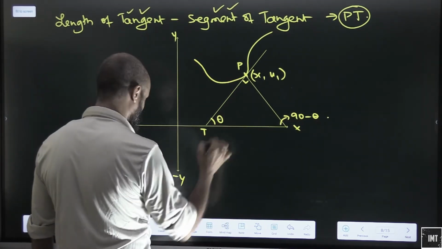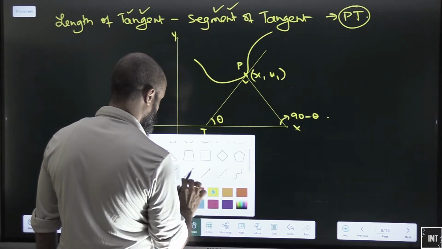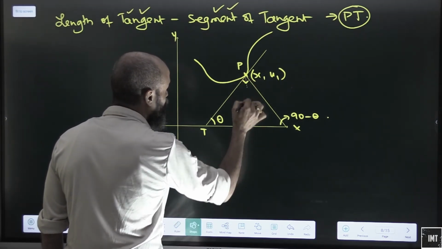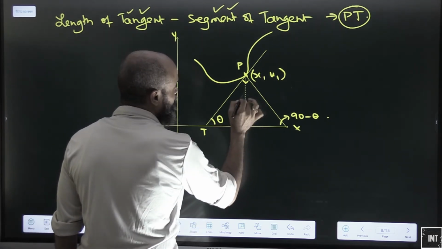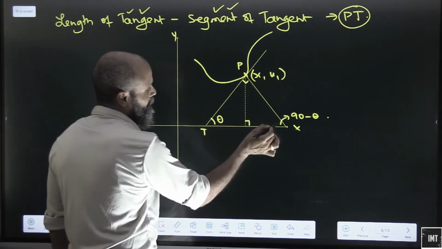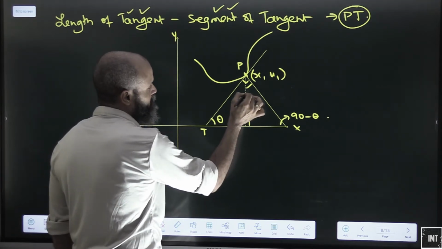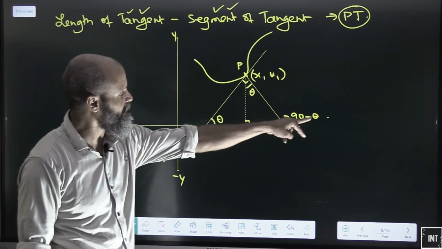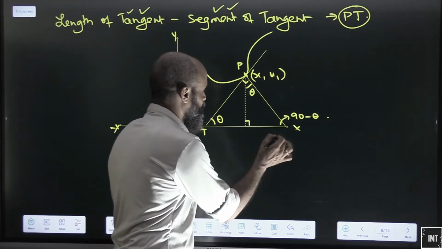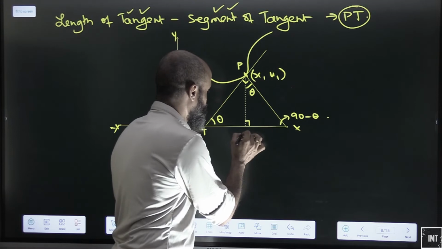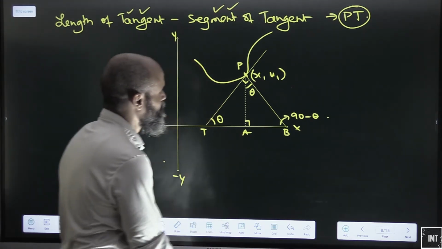If I draw a normal here, what will be this angle? This is 90 minus theta, this is 90, so obviously this angle will be theta. Let's say I draw PA, and I name this as B. So now I have to find out PT.